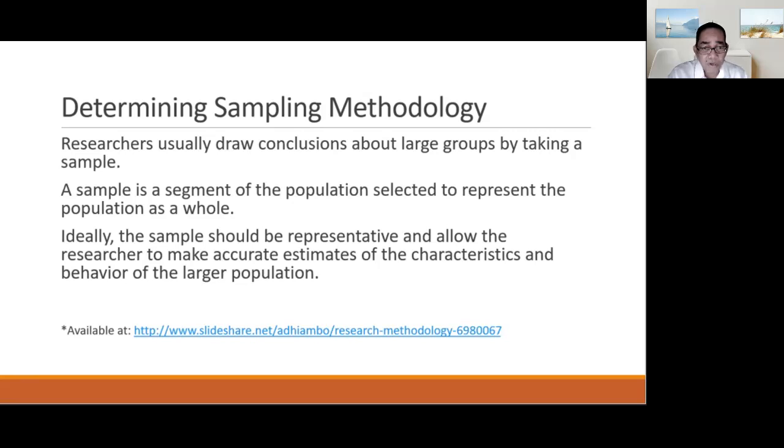Researchers usually draw conclusions about large groups by taking a sample. A sample is a segment of the population selected to represent the population as a whole. And ideally, the sample should be representative and should allow the researcher to make accurate estimates of the characteristics and behavior of a larger population. We'll talk much more about sampling methodology in another week.